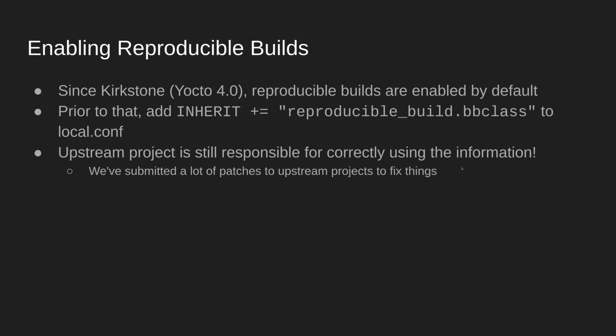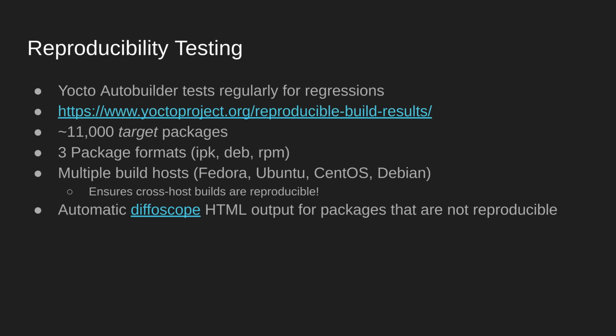For OE-Core, we do a ton of reproducibility testing on the Yocto Auto Builder to make sure that all the recipes, at least in OE-Core, are building reproducibly. Last I checked, that's about 11,000 target packages that we're testing. We aren't currently testing the native packages, although we would like to do that someday. We're testing these across 3 different package formats: IPK, Debian, and RPM, and we're building them across multiple build hosts, which means even if you do a build on Fedora and then a different build on Ubuntu, you should get the exact same output, which is pretty awesome. It means that we're not leaking some weird thing about the host into our builds.